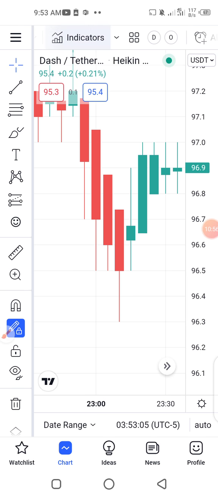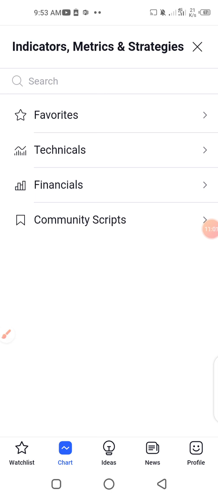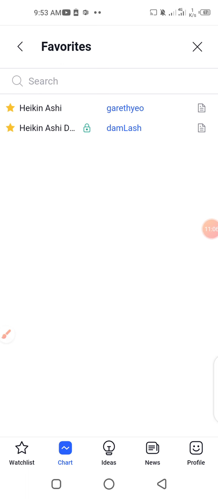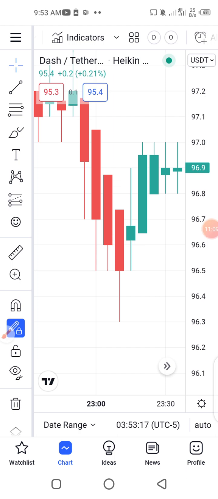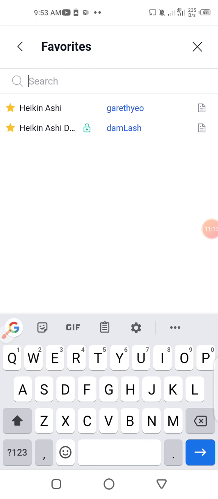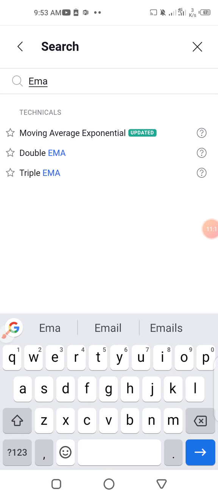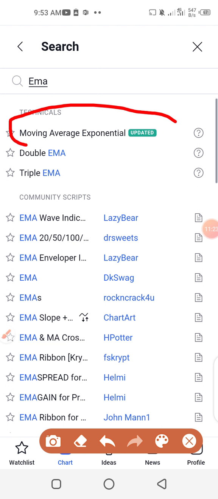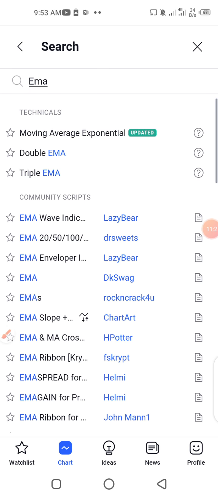Okay, which of the indicators are we using? Do I have my favorite? I don't think I have those on my favorites, so let me search for them. Number one is the EMA. We use this one, the moving average exponential. Okay, let's add that.